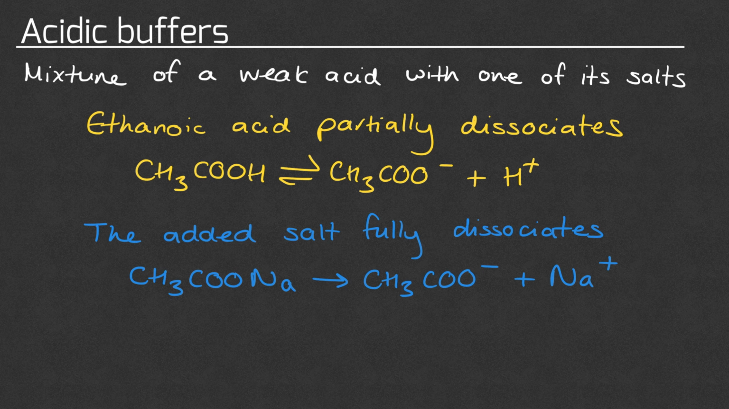However, to that mixture of the weak acid, we also add one of the salts of the weak acid. So for example, sodium ethanoate is the salt of ethanoic acid. Because this is a salt, it will fully dissociate. So when we add the salt of the weak acid, we add a large concentration, effectively, of this negative ion here.